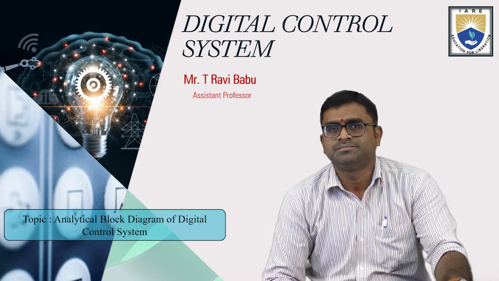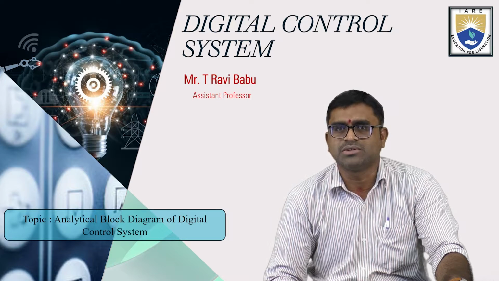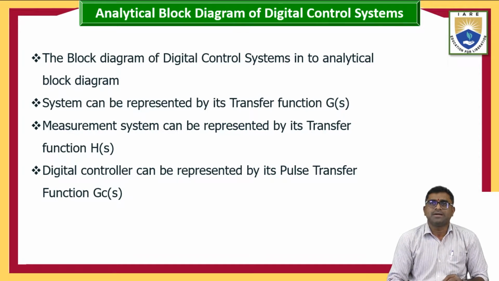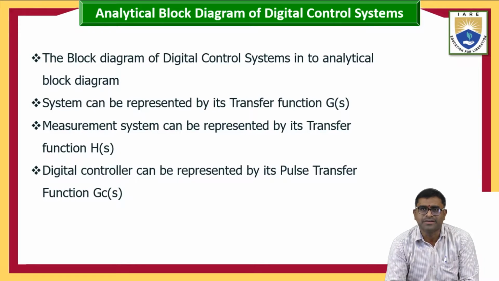Today's topic is the analytical block diagram of a digital control system. In yesterday's class, we saw the block diagram of a digital control system and its limitations, advantages and disadvantages, and some of the control blocks in the block diagram. Now I am going to the analytical block diagram.